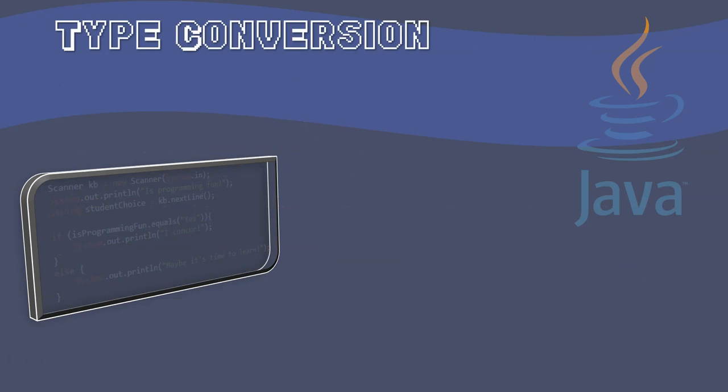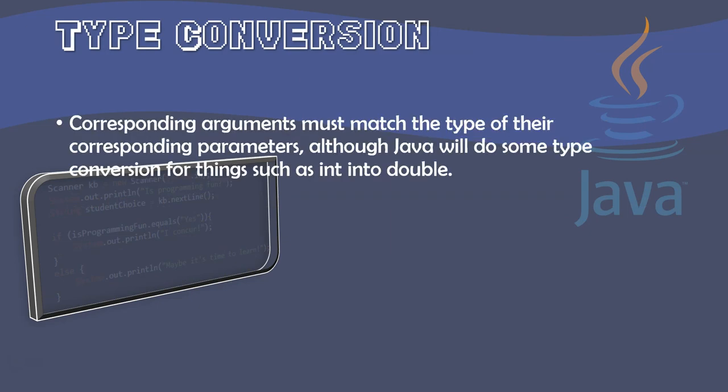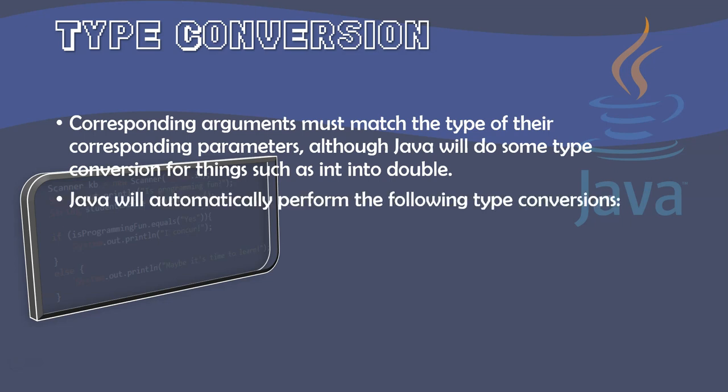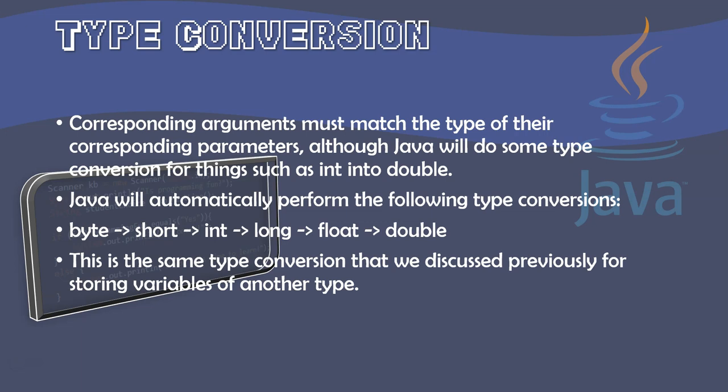Now, this leads to a conversation about type conversion. Corresponding arguments must match the type of their corresponding parameters. Although Java can do some type conversions, such as int into double. Java will automatically perform the following type conversions: bytes to shorts, shorts to ints, ints to longs, longs into floats, and floats into doubles. This is the same kind of conversion that we discussed previously for storing variables of another type when we looked at typecasting and coercion.